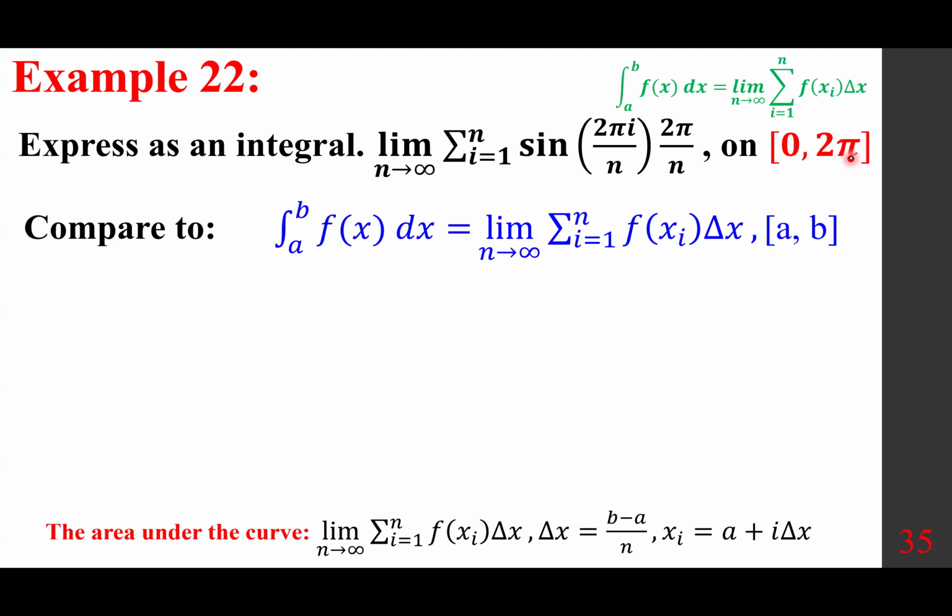So delta x is b minus a over n. A is 0. B is 2 pi. So delta x is 2 pi minus 0. Delta x is b minus a over n, everybody. 2 pi minus 0 over n, or simply 2 pi over n. So we got delta x.